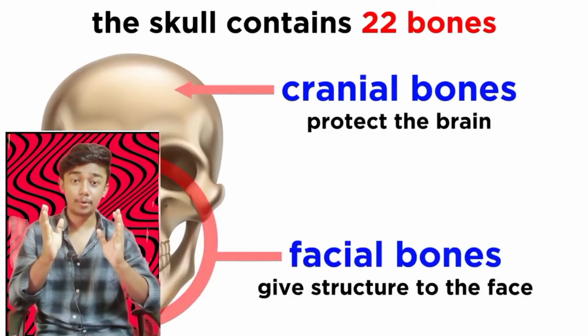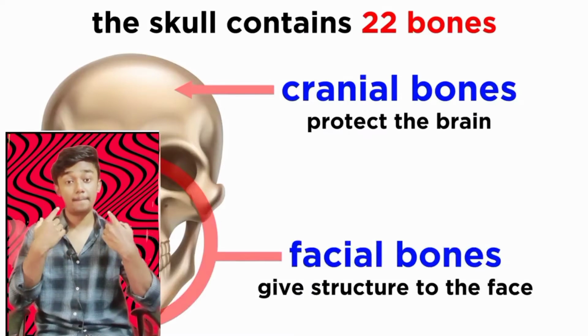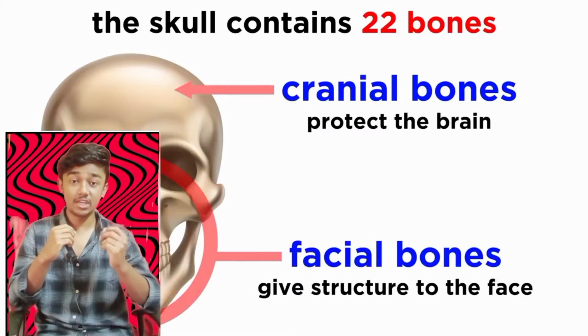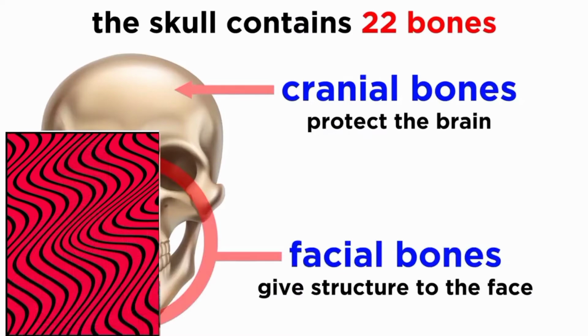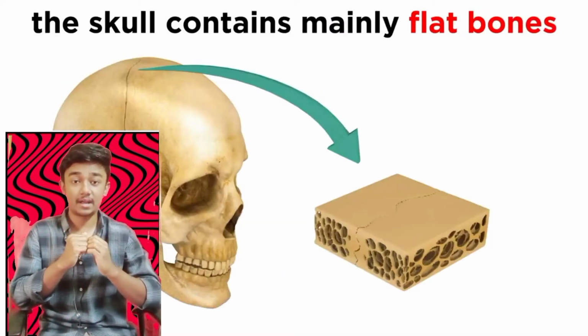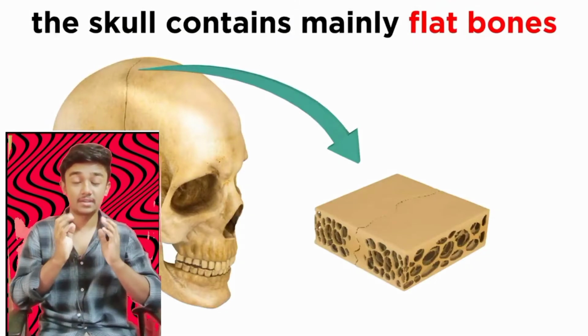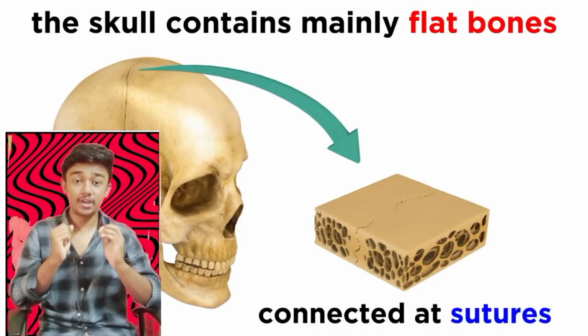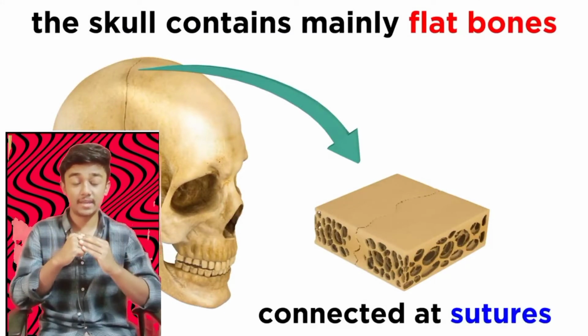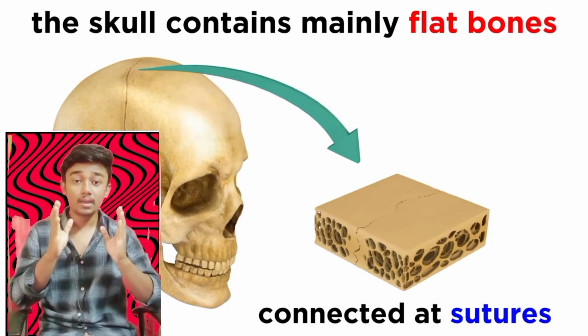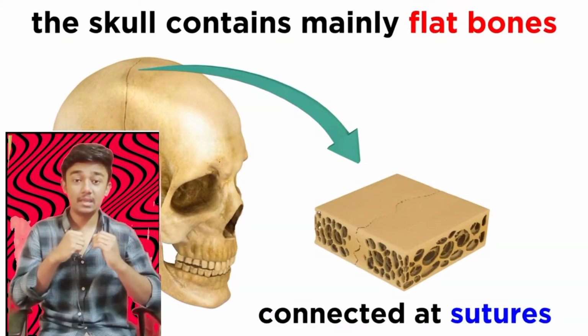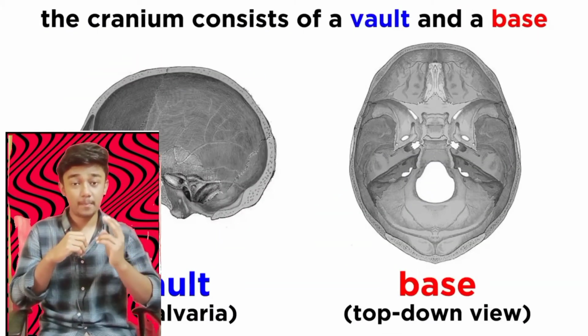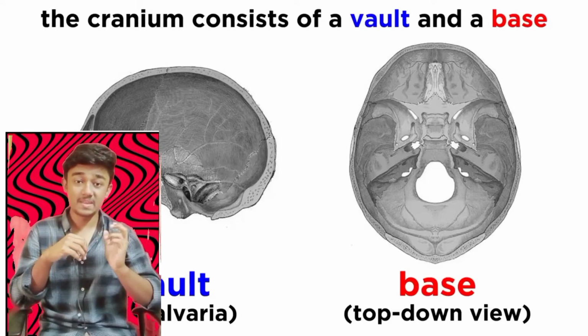The cranial bones protect our brain and the facial bones give structure to our face. Most of the bones in the skull are flat bones, and in the cranium these are connected at the jagged joints, which are known as sutures. The cranium is mainly made of a vault as well as a base.